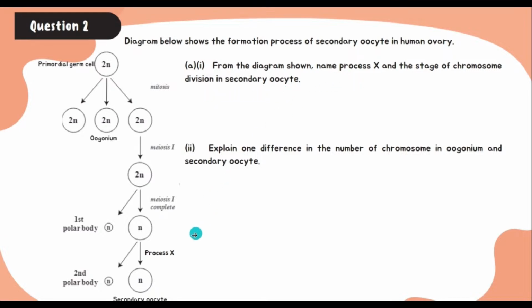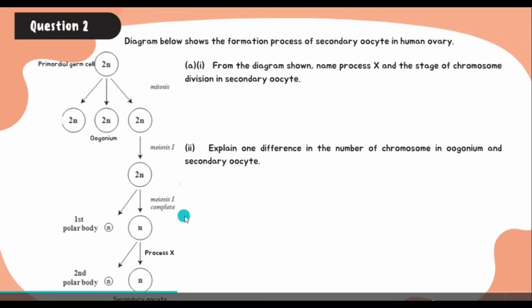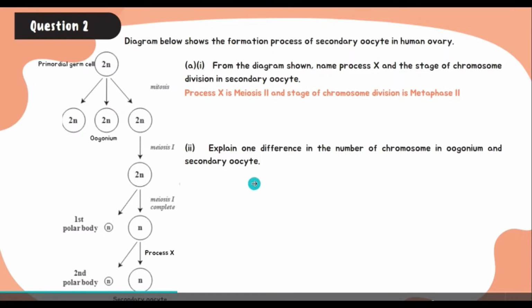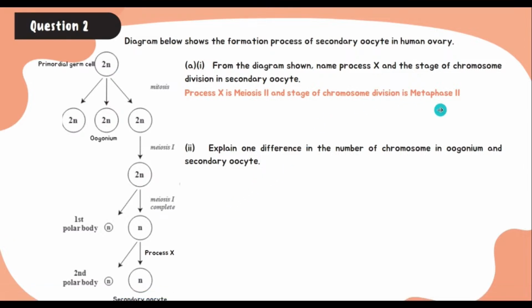So what is process X? Process X occurs after meiosis 1 is completed. Yes, the answer is process X is meiosis 2. And the question wants to know the stage of chromosome division in the secondary oocyte. I mean the stage in meiosis where the secondary oocyte stops during meiosis 2. The answer is metaphase 2. The secondary oocyte stops at metaphase 2 during meiosis 2. Okay, 2 marks given there.